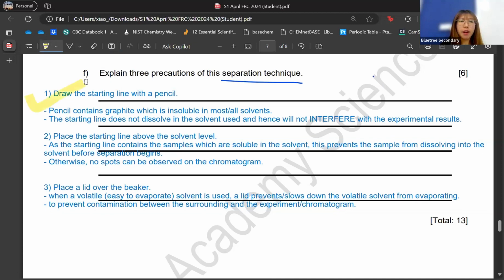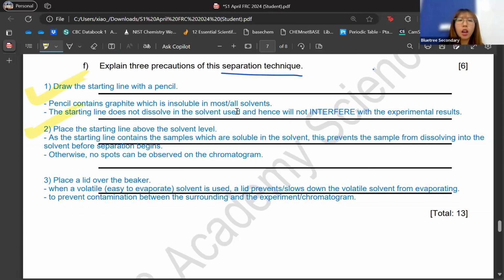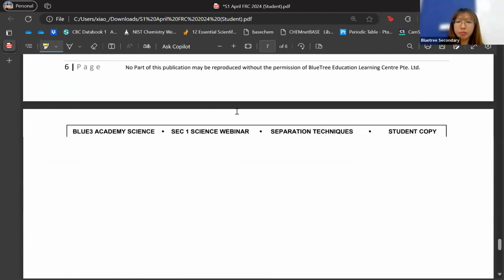Okay, so just to summarize, focus on 1 and 2. Precautions 1 and 2 are definitely, certainly tested. Likewise, when you go to Sec 3, Sec 4, these two precautions are always there as an exam question.